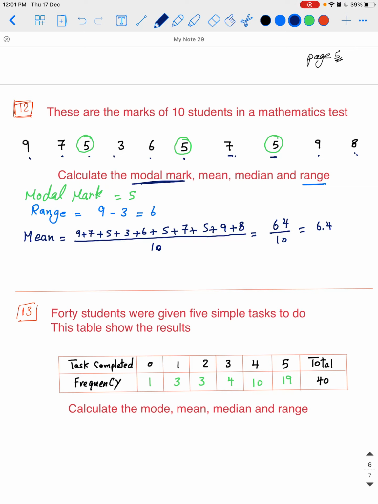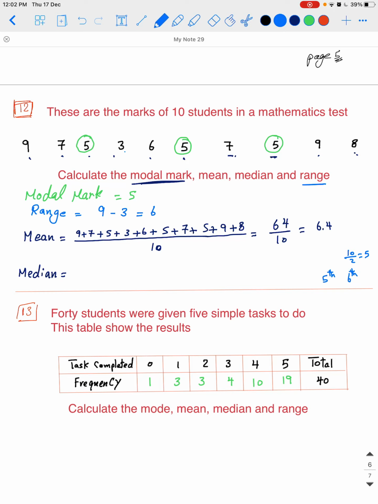Okay, let's check the median. How to get the median here? Make sure about this sum on your own. Anyway, median. How many values do I have here? I have 10 values, right? So 10 divided by 2, because it's an even number, I will get 5. So I will take the fifth and the sixth one.